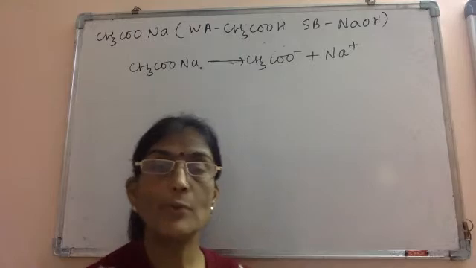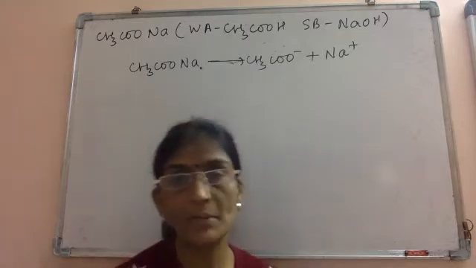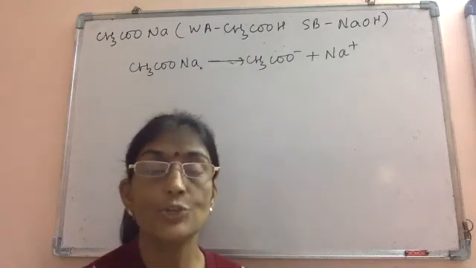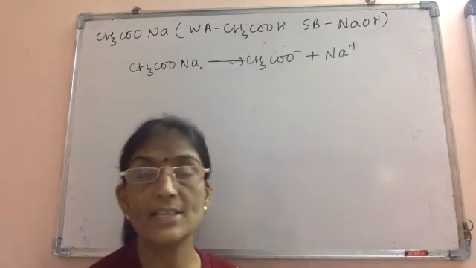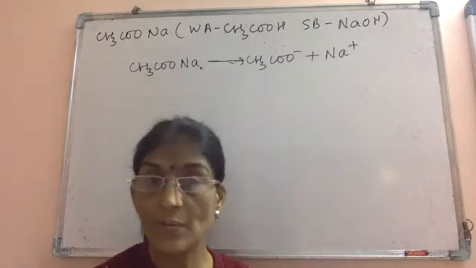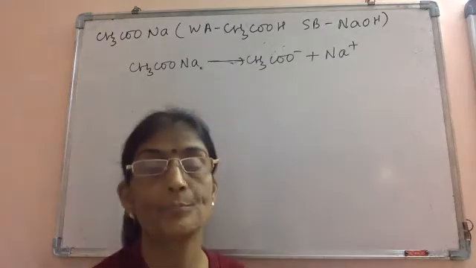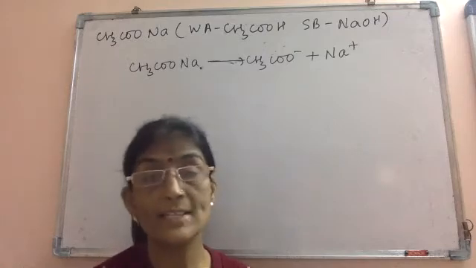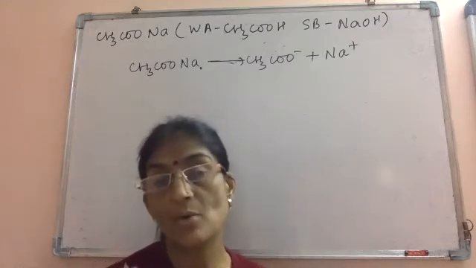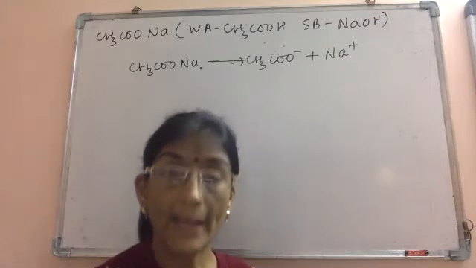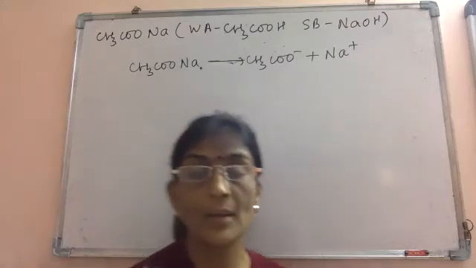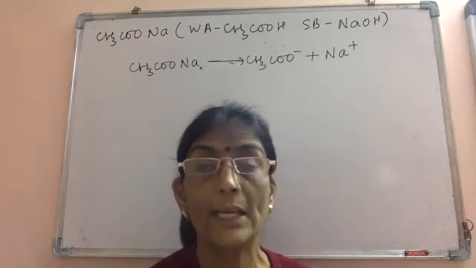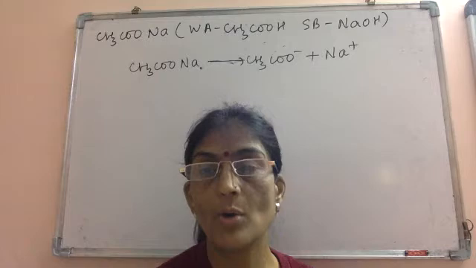Now this salt is made up of a weak acid and strong base. We know a strong base is completely ionized. So NaOH will undergo complete ionization, but the weak acid is partially ionized. CH3COOH partially ionizes to give CH3COO minus ions. Now out of these two, cation and anion, which will undergo hydrolysis? The acetate ion will undergo hydrolysis because acetate ion is an ion of a weak acid. I told you earlier, cations of a strong base do not hydrolyze. Only an ion of a weak acid undergoes hydrolysis.